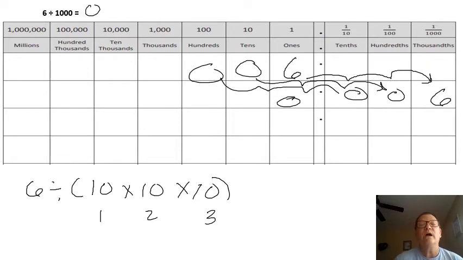So now we have 6 divided by 1,000 equals 6 thousandths. Now notice I didn't say thousand, I said thousandths. When you're talking about decimals, you'll notice it has the THS right up here. It goes ten, hundred, thousand, but since we're talking about decimals, it goes tenths, hundredths, thousandths. That lets us know it's a decimal.